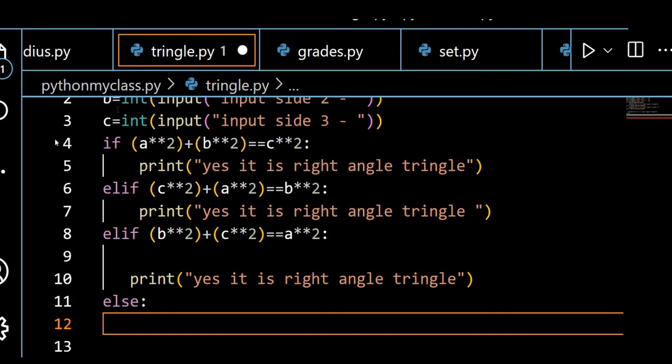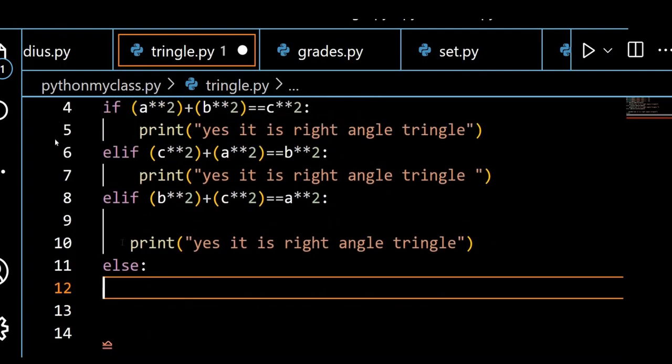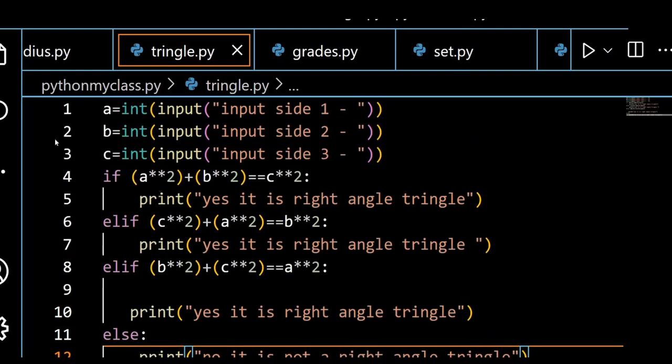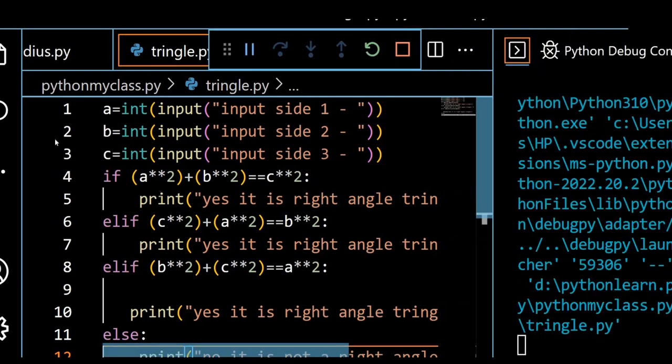And else, if it is not satisfied by any of the conditions, we'll say it is not a right angle triangle, which means it is not satisfying the Pythagoras theorem, which is for the right angle triangle. So this was the simplest code I have made for the triangle, just to explain how we write a general code in Python. Let's run this program with Control F5, which is a shortcut key for running Python in VS Code.